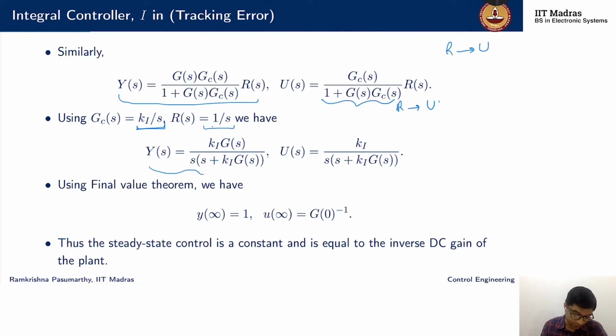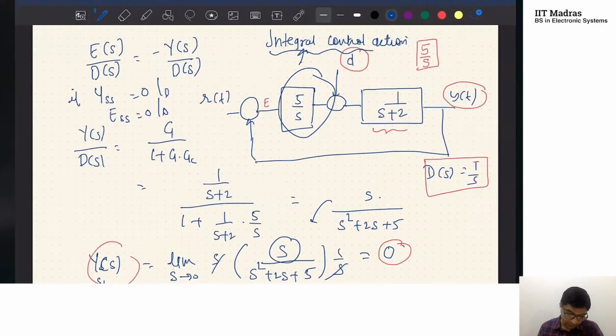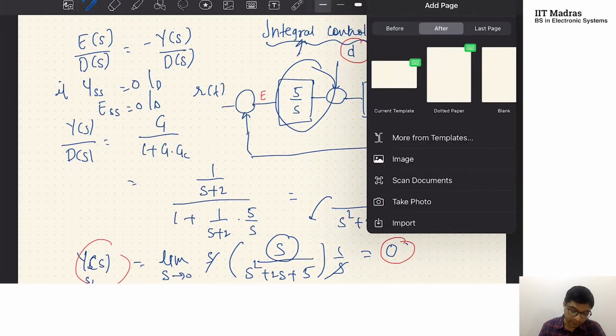I have something like this, and U(s) becomes something like this. Okay, why am I doing this? If I use the final value theorem, I know that because of the integral control action, again assuming stability, y at infinity is equal to 1, and u at infinity now becomes simply the inverse of G(0). The steady state control is a constant and is equal to the inverse of the DC gain of the plant. Okay, we'll just stick to this example and understand what this means.